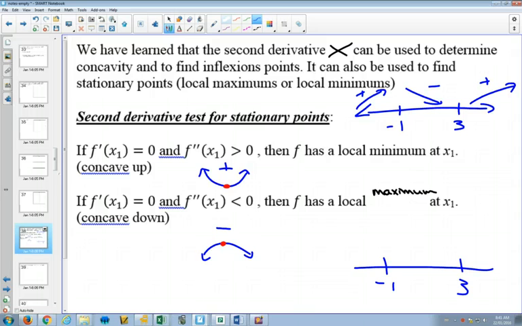So if we have something concave up and our first derivative is equal to 0 at that point, then we know that it's a minimum. If we have something that's concave down and our first derivative is equal to 0 at that point, then we're going to have a maximum. So that's if you didn't do this first derivative test, you could still find out if something's a maximum or a minimum with the second derivative test.